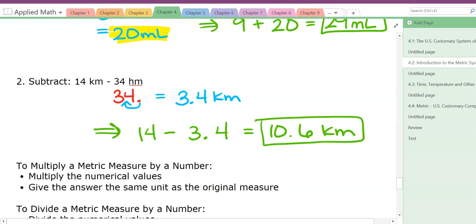Now, if you had wanted to, you could take 14 kilometers. You could convert that to hectometers, so you would move that to the right one, so it would be 140, and then you would minus 34. So 140 minus 34 is going to be 106, and that would be hectometers, which is the same thing as 10.6 kilometers. So it doesn't matter which one you change to. Just know that your units have to be the same first before you try to do anything with them.